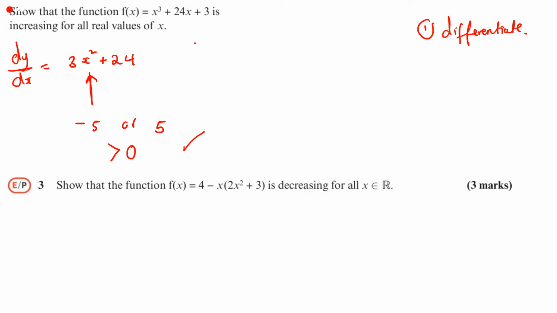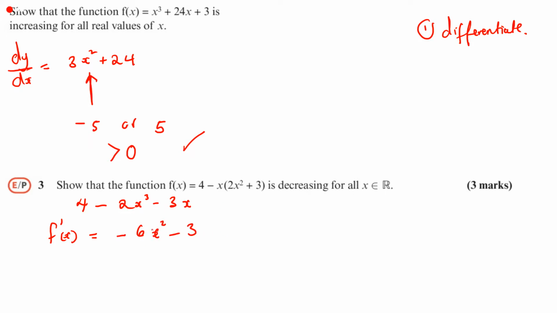Next one is looking at a decreasing function. Again, we can't really differentiate it immediately. We need to expand and then differentiate. So 4 minus 2x cubed minus 3x. Just double check that we get the expansion correctly, and now we can differentiate. I'm going to use the function f dash now. It means the same thing. So 4 will disappear, and we get minus 6x squared minus 3.